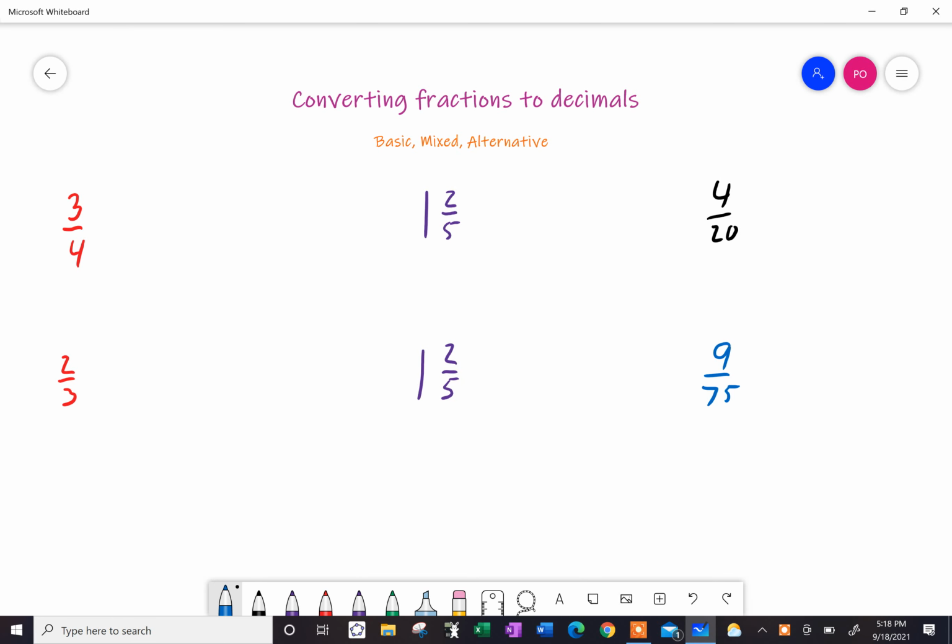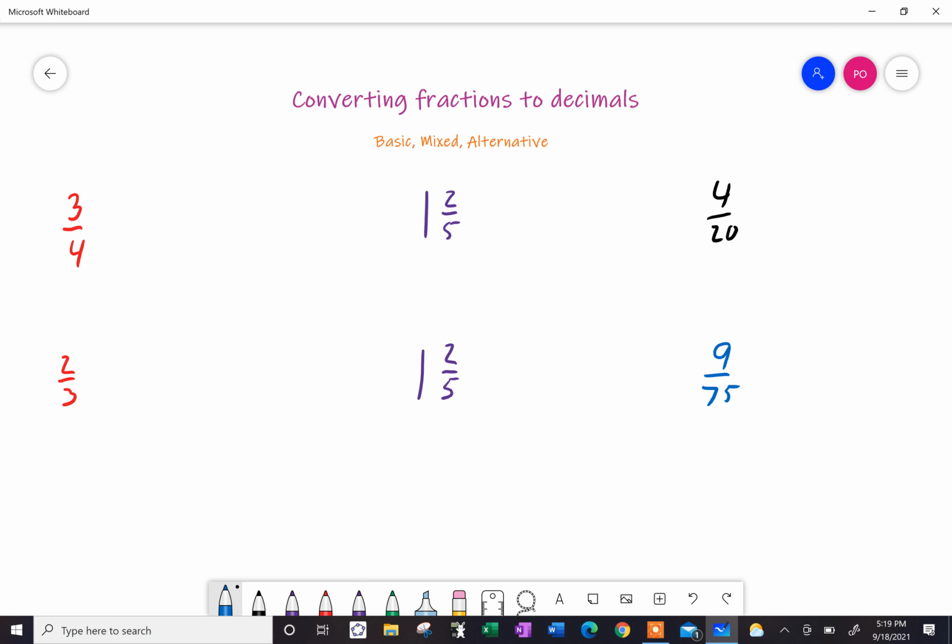I'm going to make a video on converting fractions to decimals, and this requires you to know a little bit about long division. So what we're going to do is this. I'm going to take my numerator and divide it by my denominator, and when I do that I will be left with a decimal.